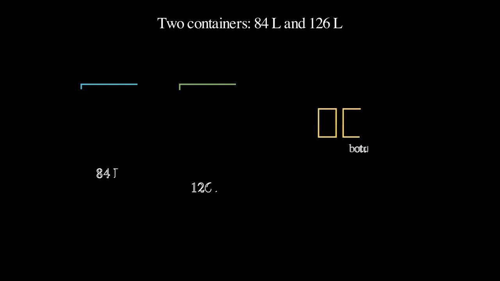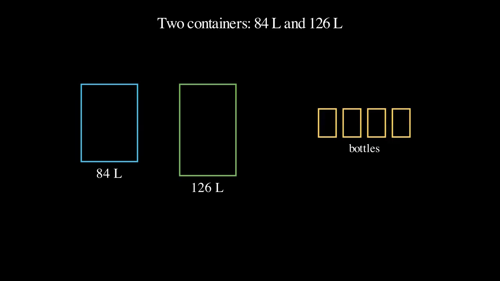2 containers hold 84 liters and 126 liters of juice, respectively. A vendor wants to pour the juice into identical smaller bottles, each holding as much juice as possible, with no juice left over in either container. How many liters should each bottle hold? The biggest bottle size that empties both containers exactly with nothing left over is the largest number of liters that divides both quantities evenly. We find that by repeatedly splitting the bigger quantity using the smaller one until the leftover hits 0.